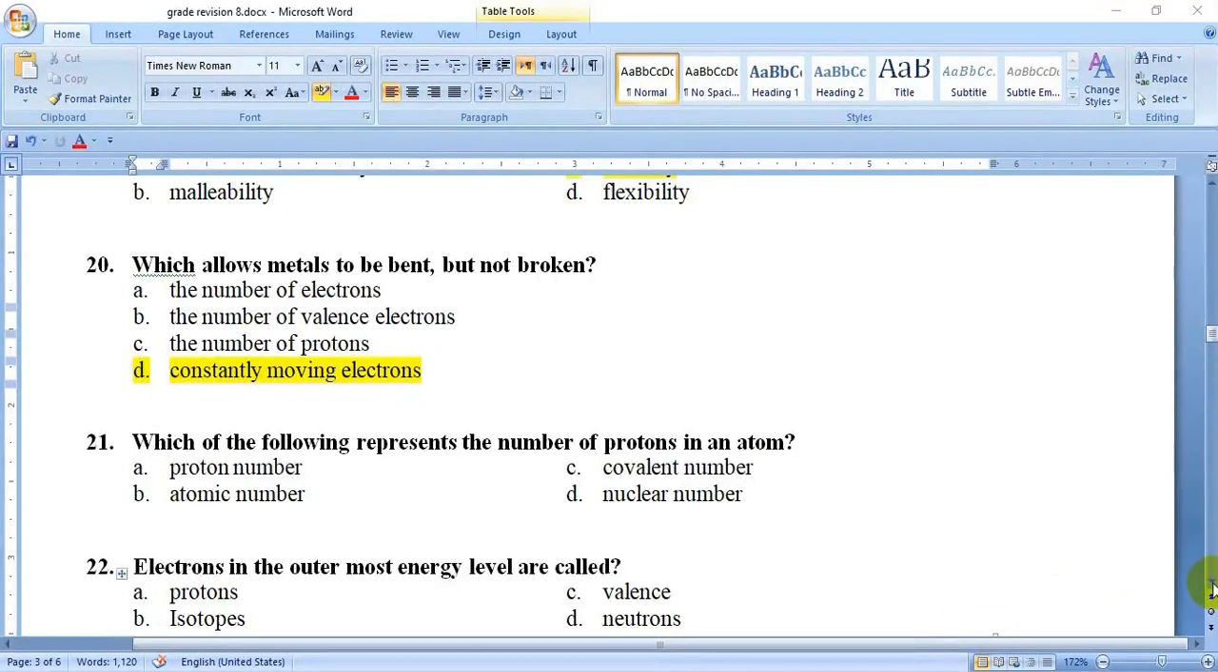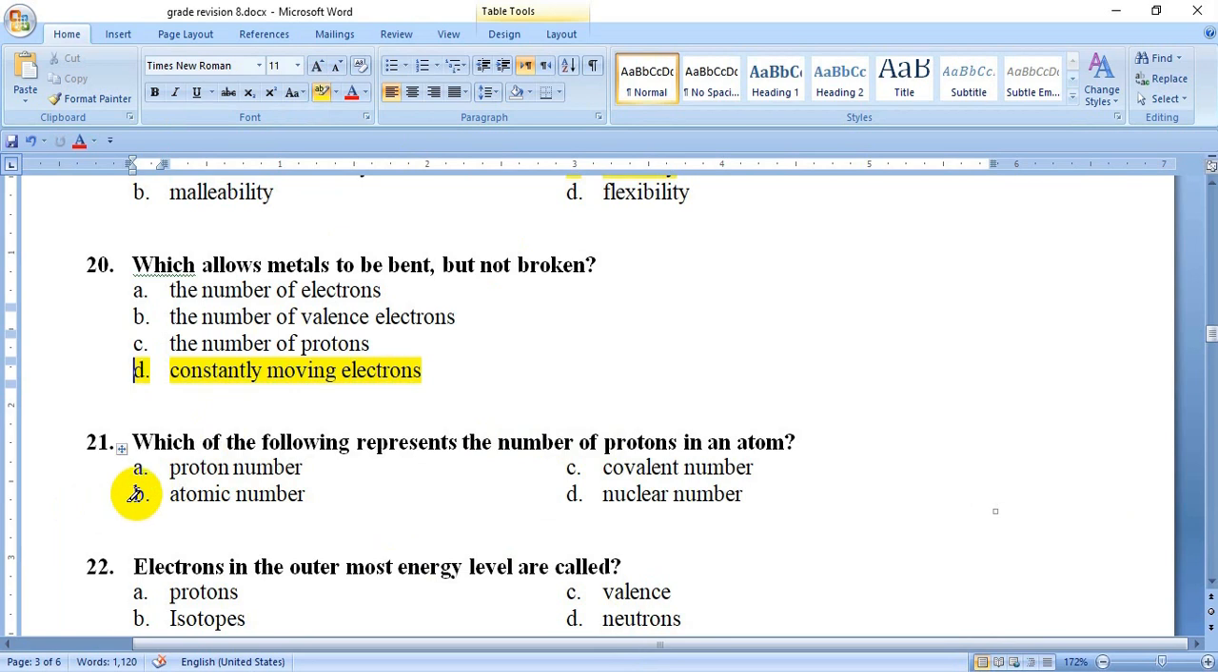Today we will complete solving the revision sheets. In the last video we stopped at question 20, so in this video we will start from 21. So let's start. Which of the following represents the number of protons in an atom? The number of protons, as we said in quarter 3, is its atomic number, so the answer is letter B.